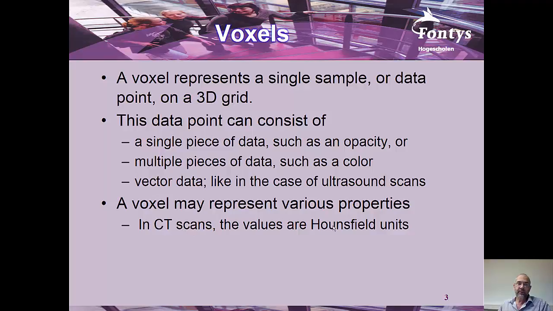In a CT scan, for example, these values are what we call Hounsfield units. The Hounsfield value corresponds to, for example, bone or blood or other tissue, muscle. Each of these tissues has its own Hounsfield value. Blood has another Hounsfield value than bone or muscle. So often when the volume is coming from a CT scan, we talk about Hounsfield units.